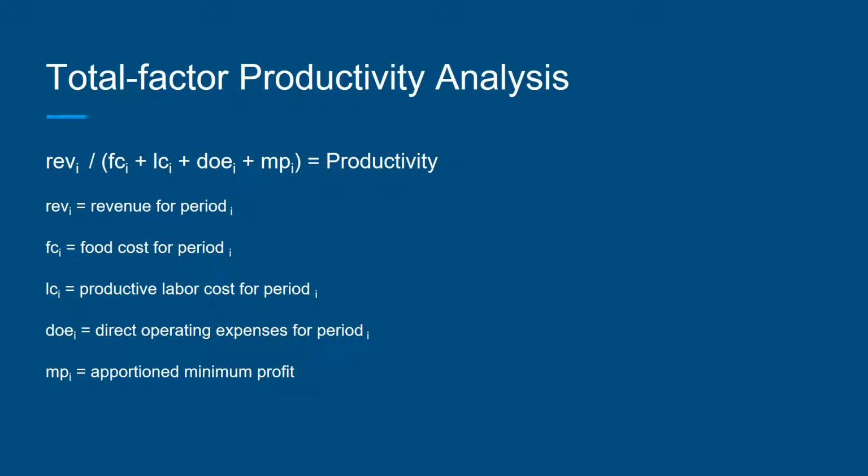The greater number of variables included in your statistics, the more accurate the assessment of your operation's productivity will be. The total factor productivity analysis calculation will be the revenue for a period divided by the sum of the food cost for the same period, productive labor costs for the period, direct operating expenses for the period, and apportioned minimum profit.